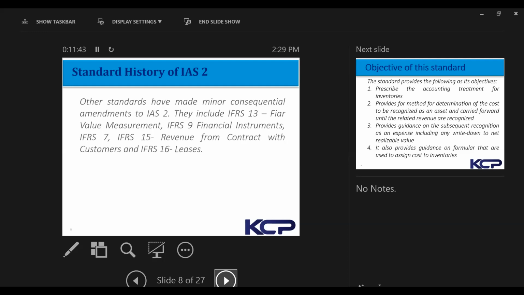Then IFRS 16 also made some minor amendments. Any question?